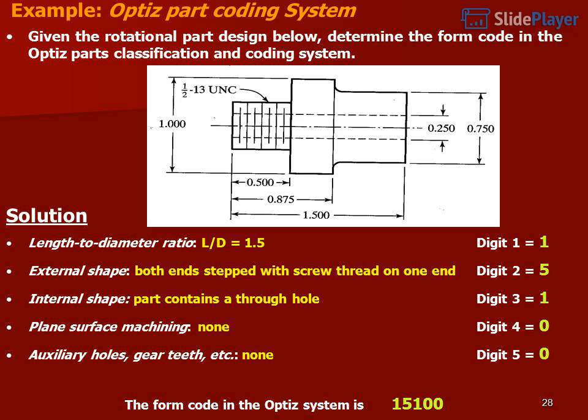External shape, both ends stepped with screw thread on one end, digit 2 equals 5. Internal shape, part contains a through hole, digit 3 equals 1. Plane surface machining, none, digit 4 equals 0. Auxiliary holes, gear teeth, etc., none, digit 5 equals 0. The form code in the Opitz system is 15100.